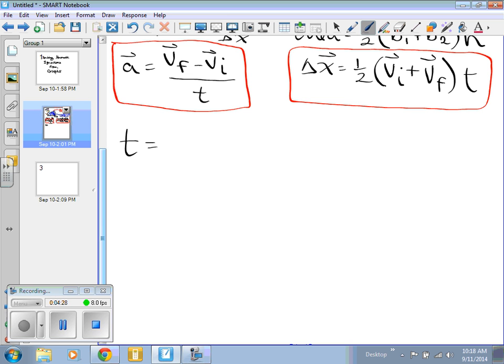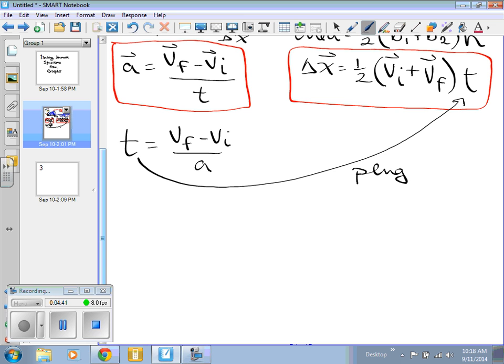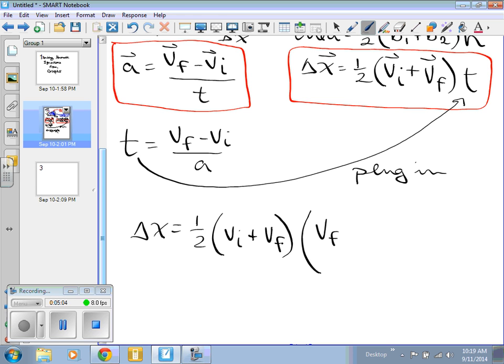So we're going to solve the first equation for t. I just rearrange it, and I get v final minus v initial over a. And then I'm going to take that and plug it in for the t in the area equation. The result will be an equation that does not have t in it. So if you have a problem and you're not given t, you'll be able to solve for some other variables. So we have delta x is equal to 1/2 times v initial plus v final times t, which is v final minus v initial over a.